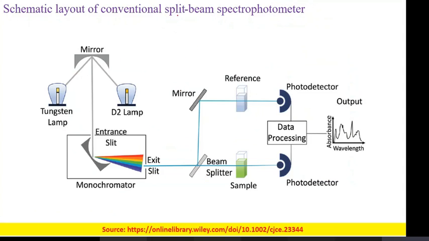In a conventional split beam spectrophotometer, we have discussed that there are two types of lamp, the D2 lamp and the tungsten lamp. The D2 lamp is used for the generation of radiation in the UV range, whereas the tungsten lamp is used for the generation of radiation in the visible range. So combining these two, we get the UV-visible spectroscope.